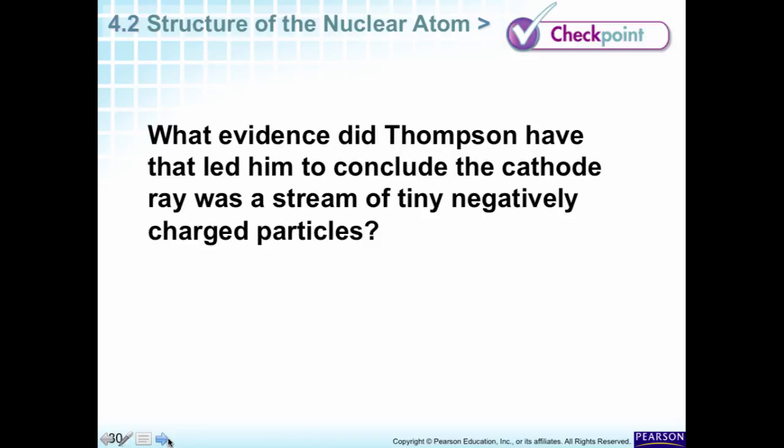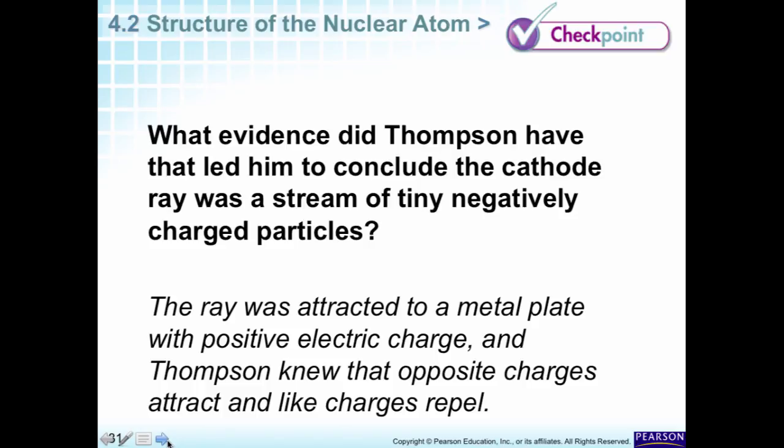Okay, so let's think about what we learned. What evidence did Thomson have that led him to conclude the cathode ray was a stream of teeny negative charged particles? Describe his experiment. The ray was attracted to a metal plate with positive electric charge, and Thomson knew that opposite charges attract and like charges repel.